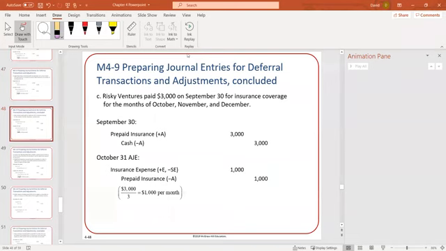Couple more. So notice we've got you paid for some insurance. Here's going to be some prepaid insurance. Debit prepaid, credit cash, and this is for 3 months. We know it's going to be $1,000 per month if you just divide that by 3. So every month it's going to be debiting insurance expense and crediting prepaid for that adjusting entry.